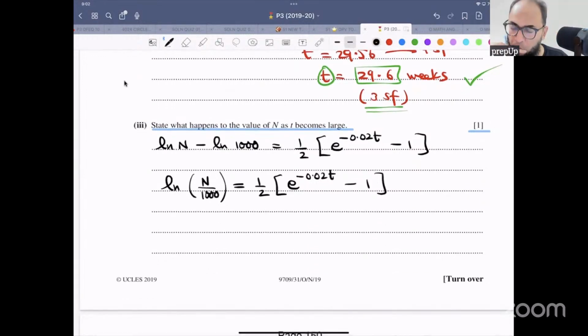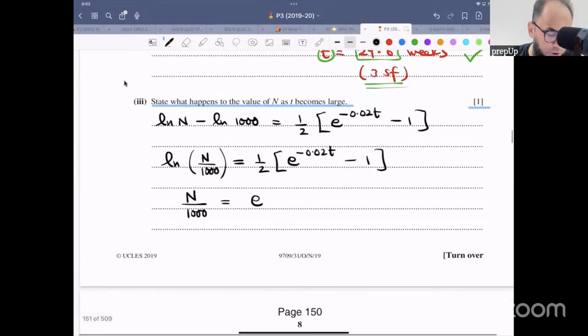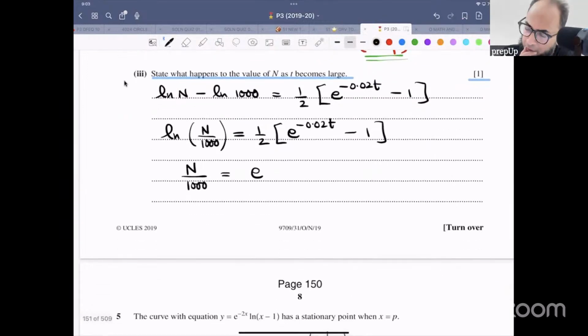What I can do is that n over 1000, this is e raised to power of this whole thing. So there are two approaches to this. Now, which way do we want to go? If t becomes very large, I'm just thinking, should I make n the subject or I can do it later? Let me first simplify this side.